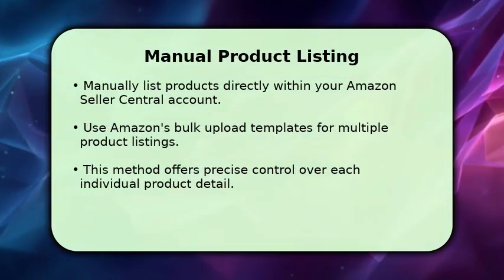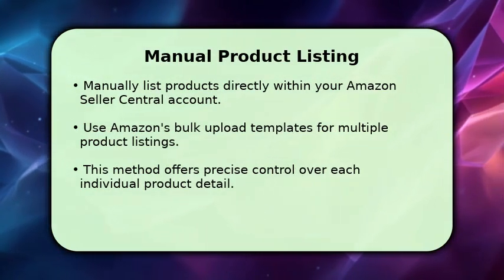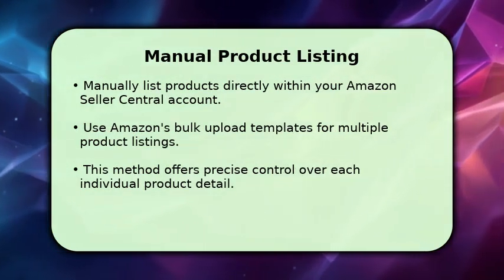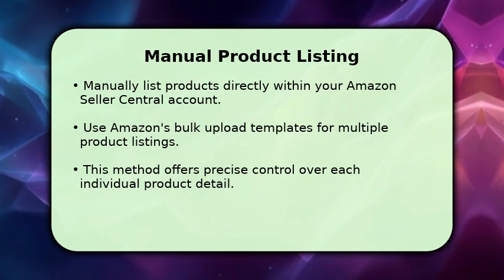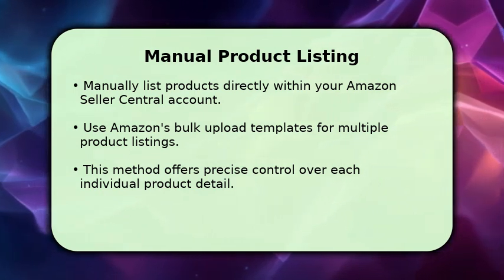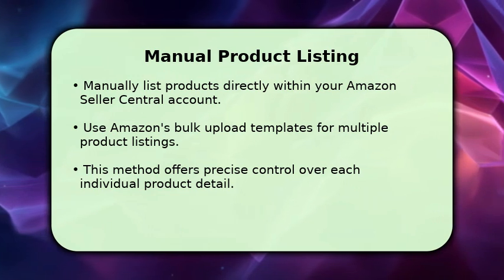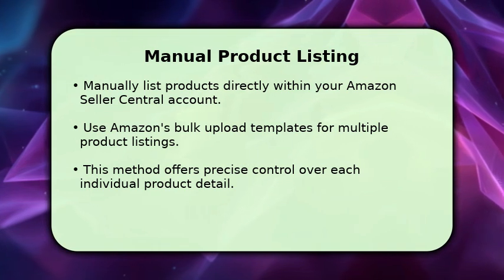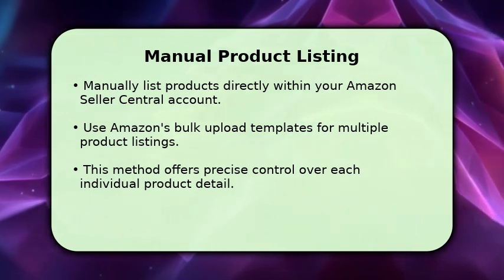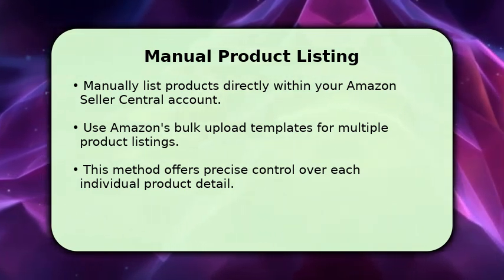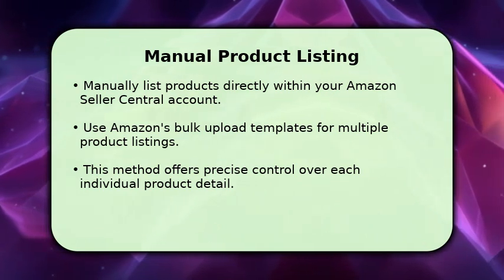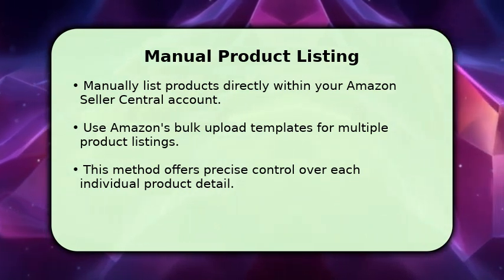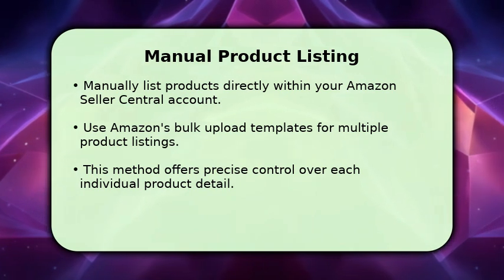For those preferring direct control or with fewer products, manual listing is a viable option. You can add products one by one through your Amazon Seller Central dashboard. Alternatively, use Amazon's inventory file templates, often called CSV files, for bulk uploads. This method requires careful attention to detail, but provides complete oversight of every product's information and categorization on Amazon.